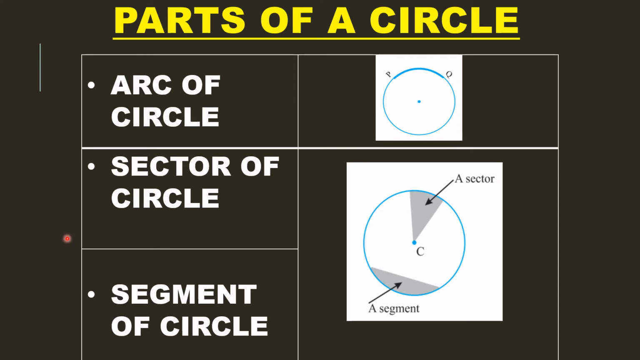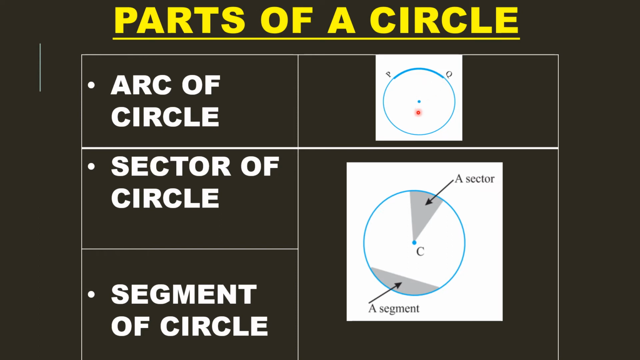Here are some more parts of a circle, like first the arc of a circle. In this figure you can see I'm taking 2 points on the boundary of the circle. This portion, this PQ part that is lying on the boundary of the circle, is known as an arc of the circle. So here PQ is an arc of that circle.